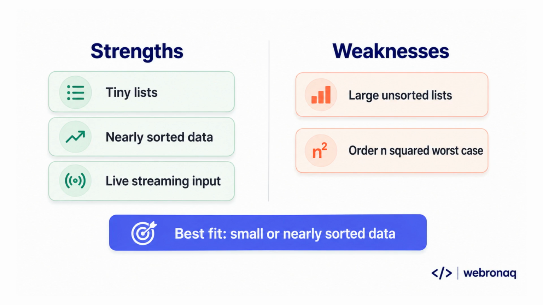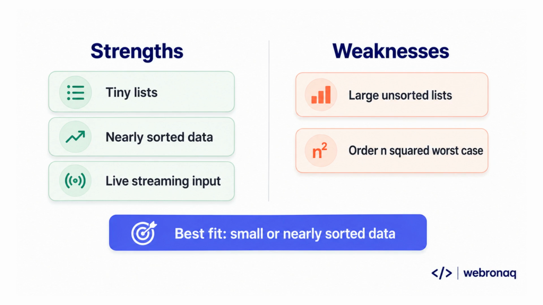Alright, let's bring it all together. Insertion sort is simple, stable, and works in place, meaning it needs no extra memory. It runs in linear time when the data is already nearly sorted, which is genuinely useful in practice. Where does it shine? Small lists, nearly sorted arrays, and situations where new elements arrive one at a time, like a live leaderboard or a hand of playing cards. It handles those cases elegantly.